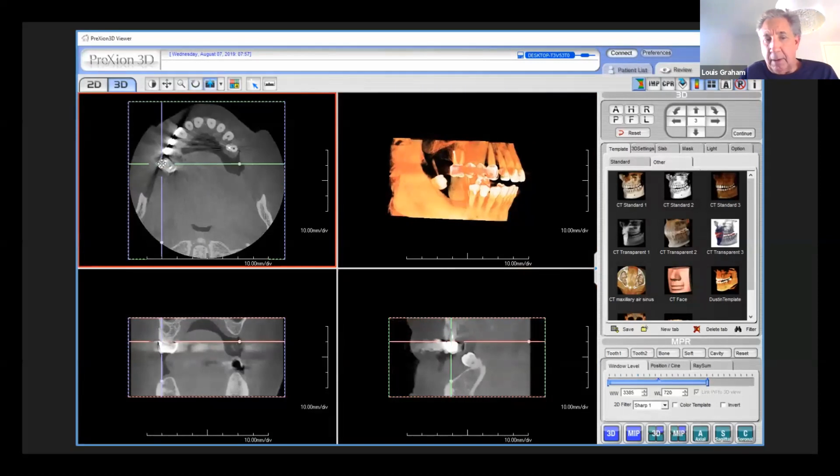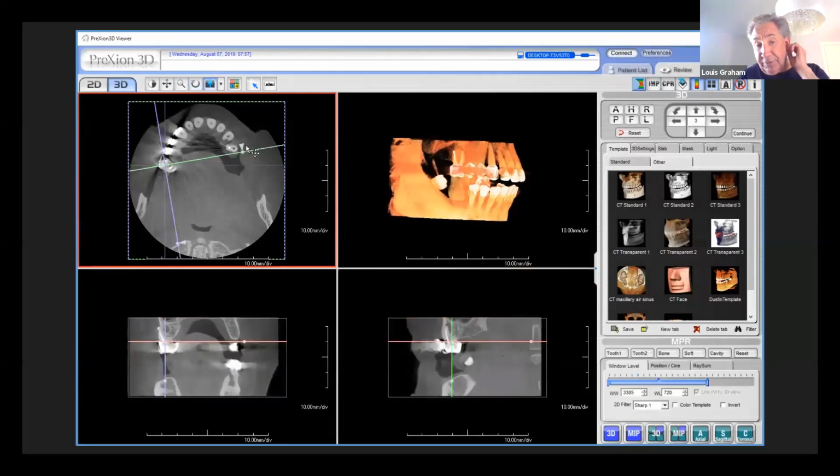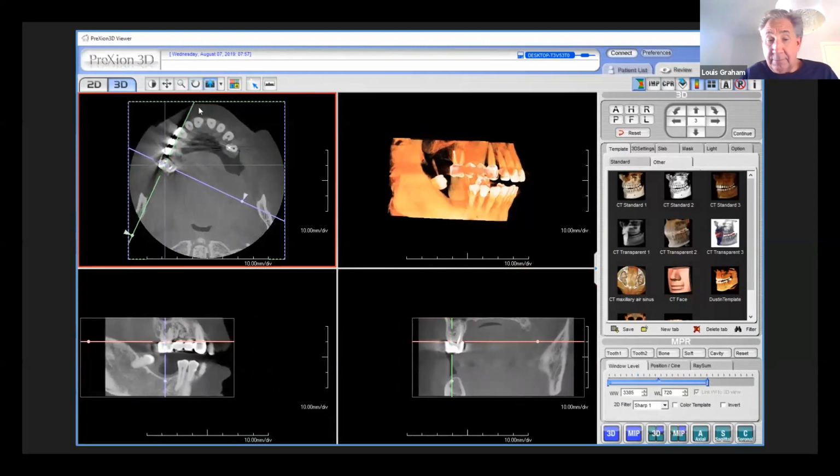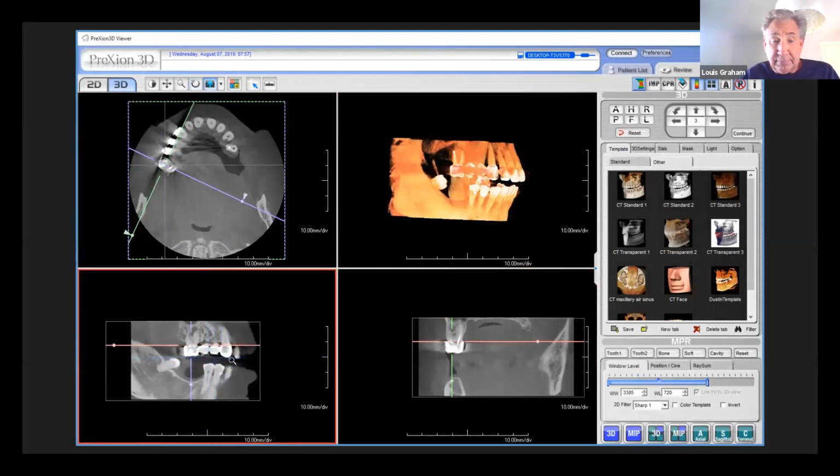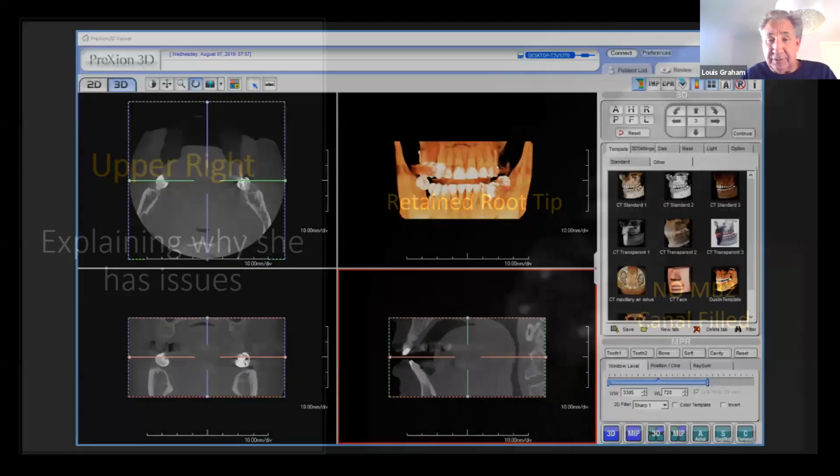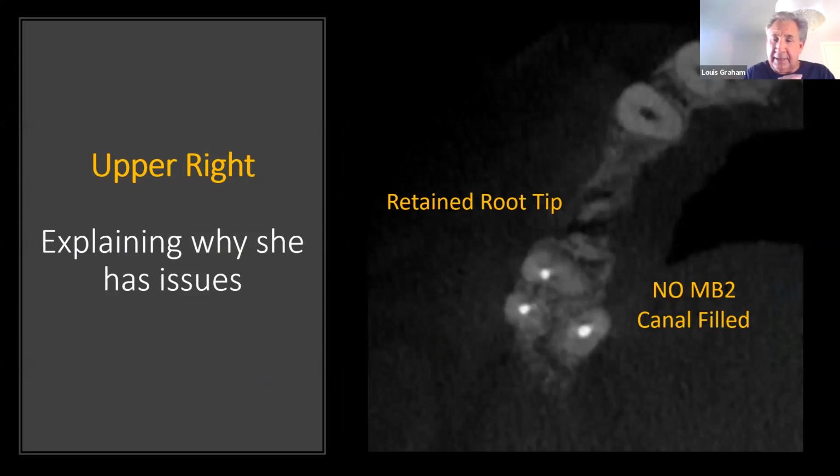I'll take a look at the upper area number 3 first. And that's what I'm looking at. Line everything up, and we'll just go through this. So again, this is all pixelated because I've blown this up. So here she has that upper right bridge. You can see the retained root tip, but you can also see in this axial view 3 gutta percha points. Well, the MB2 was totally missed.